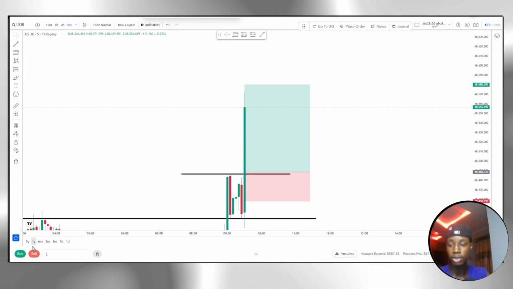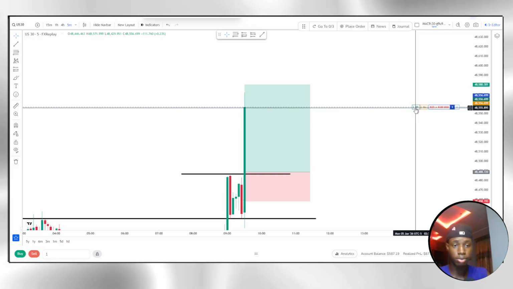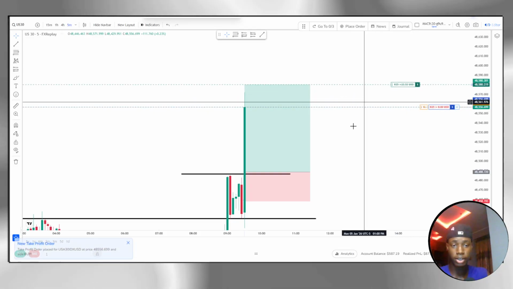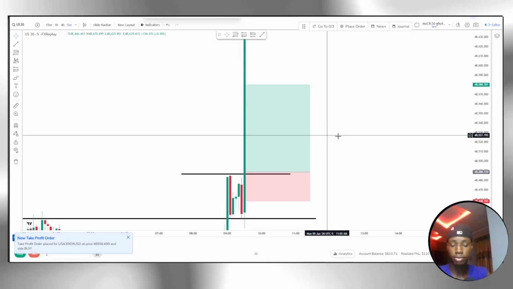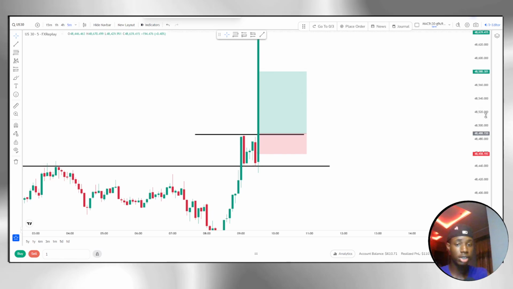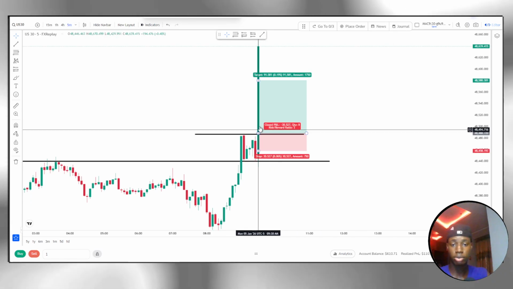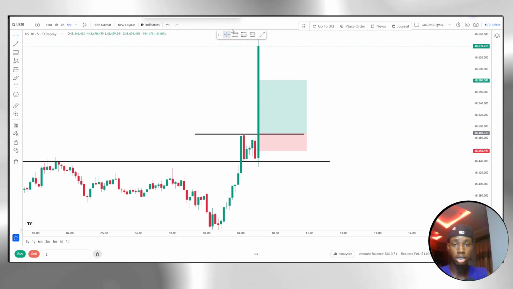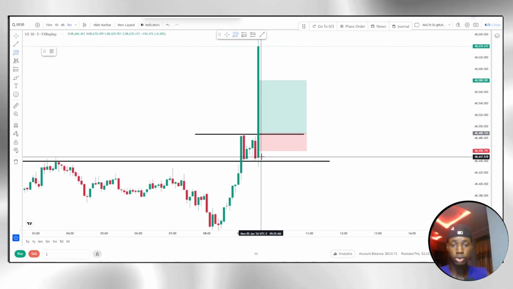Well, let's just see if we can go for full take profit. I'll just put my TP here, see if we can go for full take profit. Yeah, boom, simple right there. But in real life, we would have obviously taken our buy trade way around here, not right here, and would have gone for a 1 to 3 risk reward.